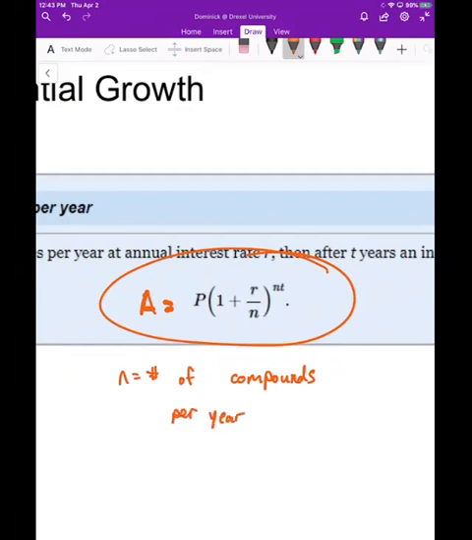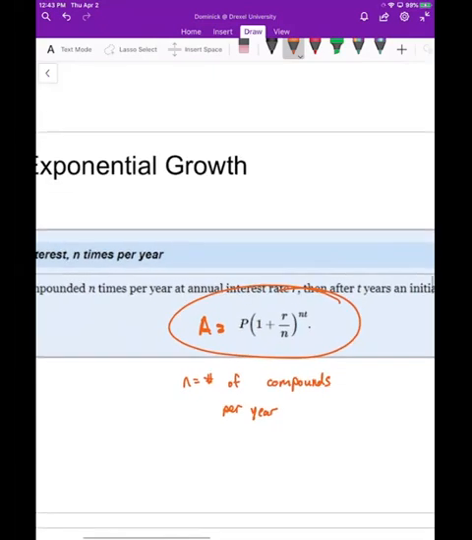So if you have monthly compounding, n is equal to 12 because there are 12 months in a year. If you have yearly compounding, n equals 1. If you have semi-annual compounding, n equals 2. And of course, daily is 365.